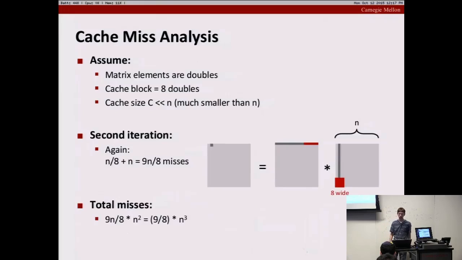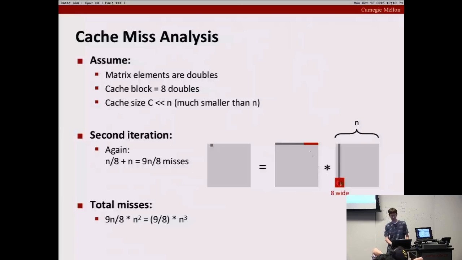Then we go again, and what happens? We do the same thing to the first row, and if we've overwritten the beginning of it, then we have to load that up again, and we load it up again. We're going to have n over 8 misses again, because we evicted the beginning of this first row. And then, once we start loading these up again, eventually we'll evict the end. So then we have to load it up again too, and we're going to have n over 8 misses again.